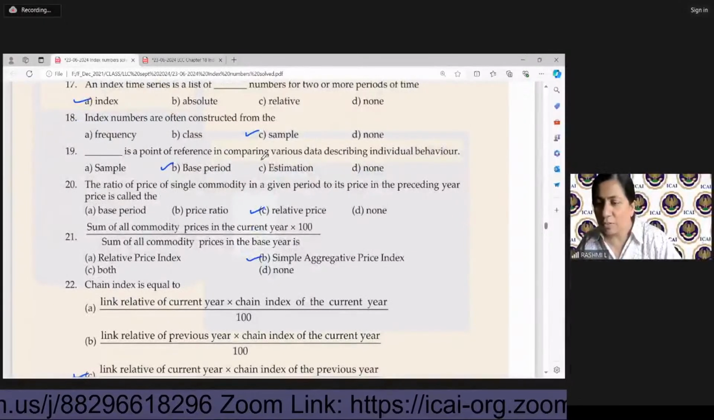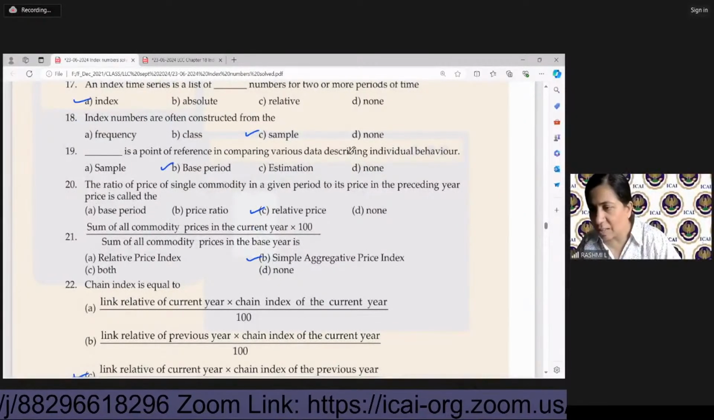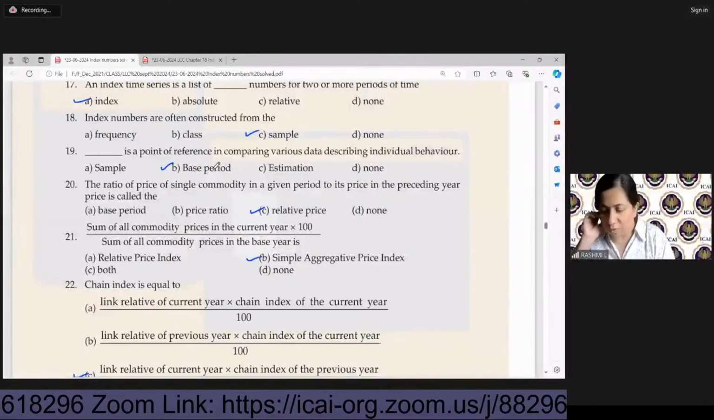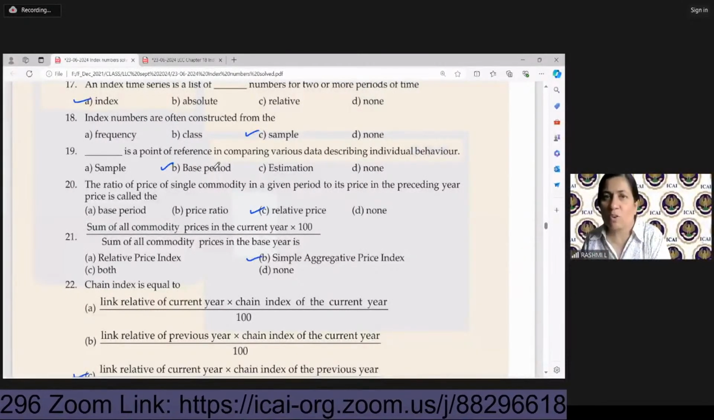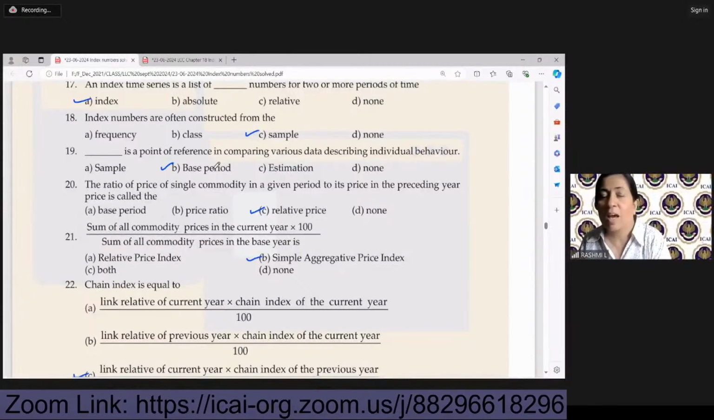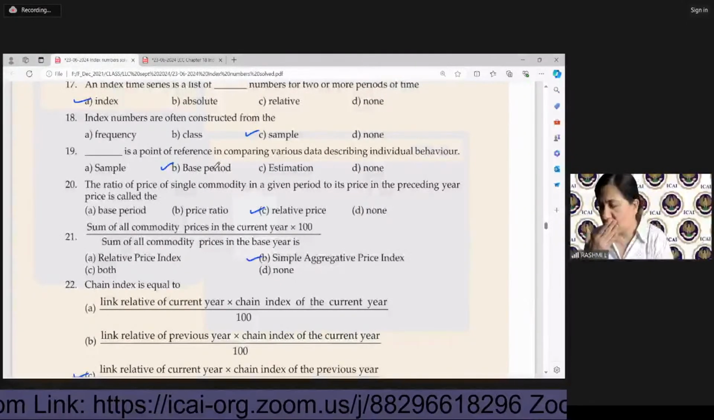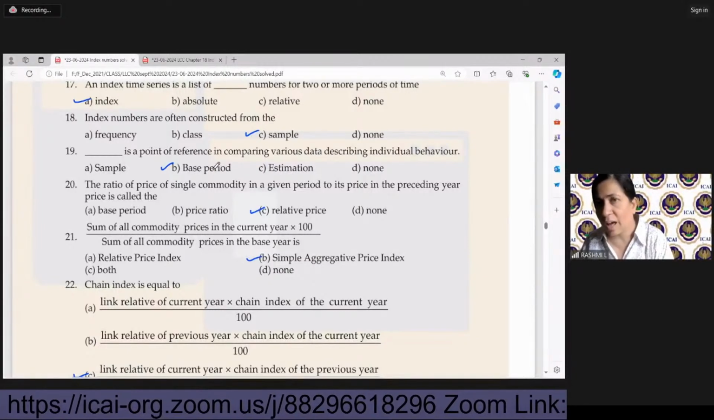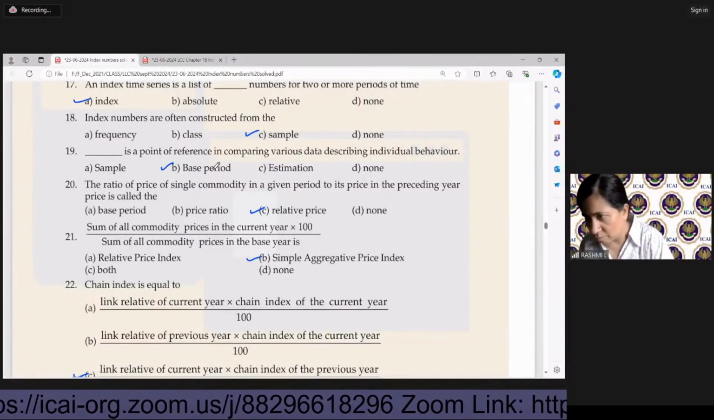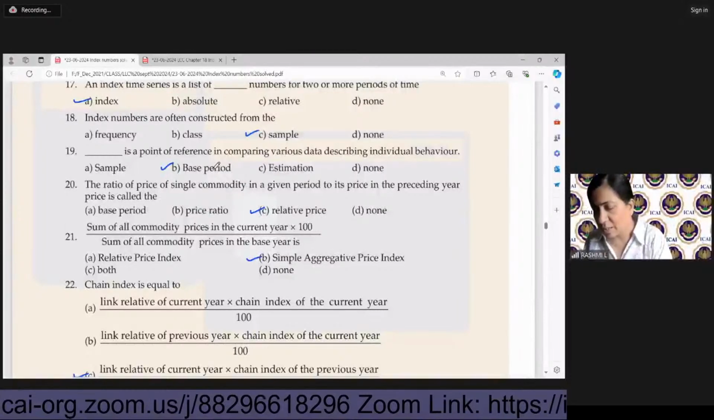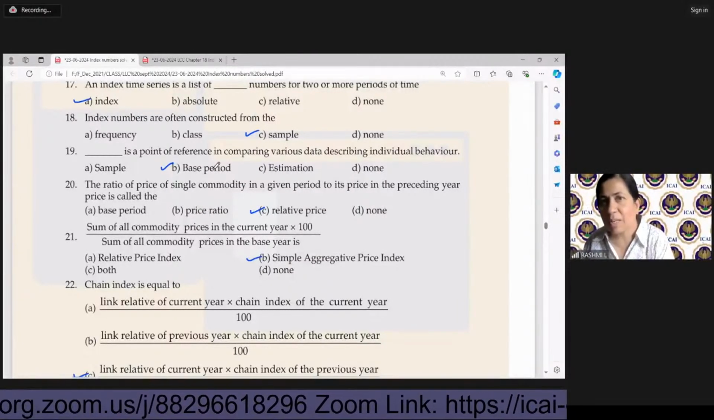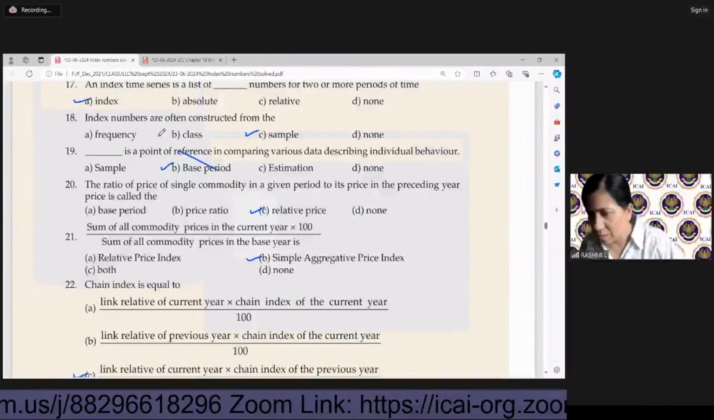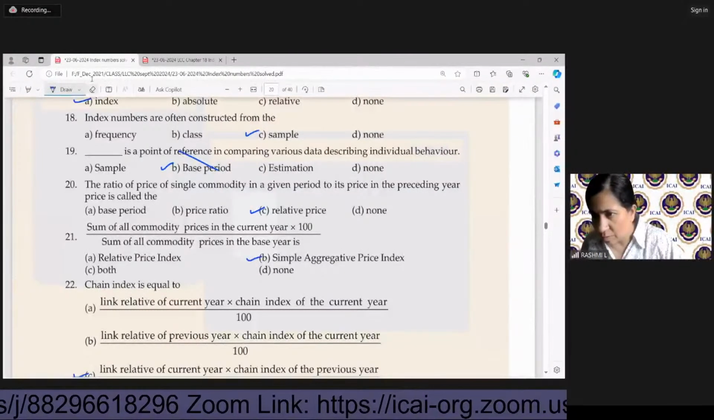Dash is the point of reference in comparing various data describing individual behavior. So base period. What we do is we want to describe something, and for that we must have a standard set, and that standard in this case is set using the base year. So the base period is taken as the base, and then we compare the current year behavior with the base year period. Okay.